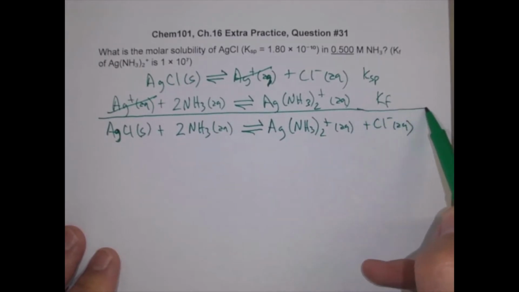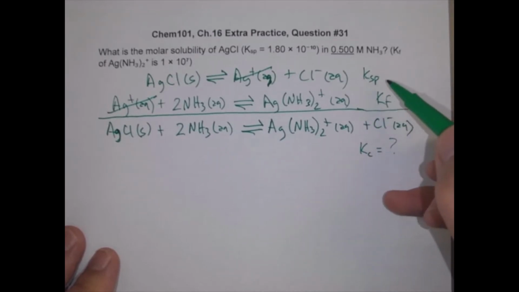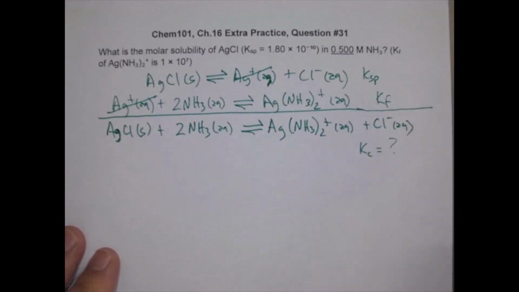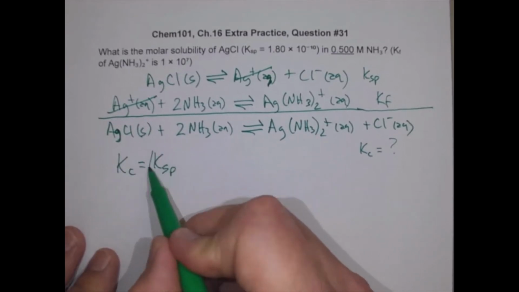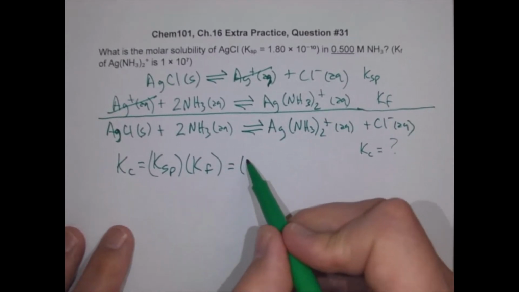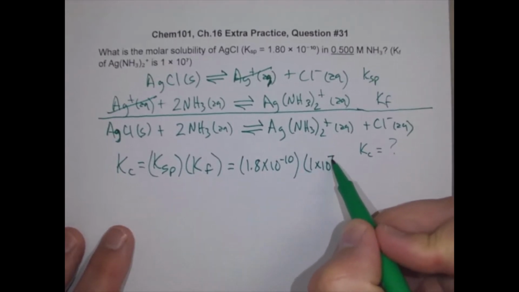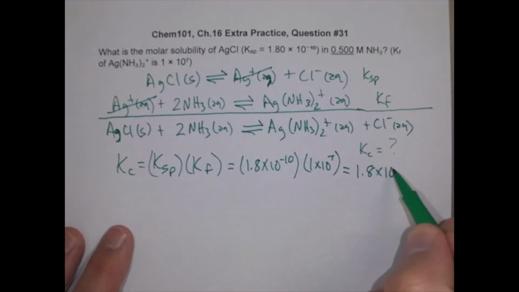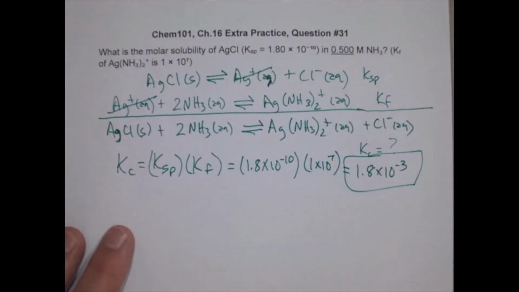Now, we talked about this back in chapter 14. I can determine the equilibrium constant for this reaction by manipulating the equilibrium constants of those two reactions. Since I added these two reactions together, remember that I multiply those two equilibrium constants together. So the equilibrium constant of this reaction is equal to the KSP times the formation constant. The KSP is 1.8 times 10 to the minus 10, and the formation constant is 1 times 10 to the 7. So overall, that equilibrium constant is 1.8 times 10 to the minus 3, which is much larger than just the KSP of the silver chloride.